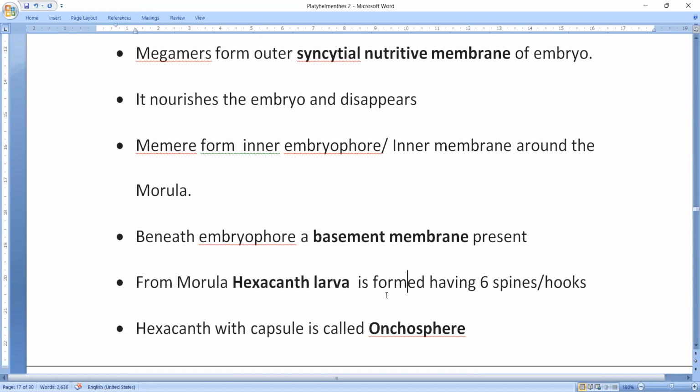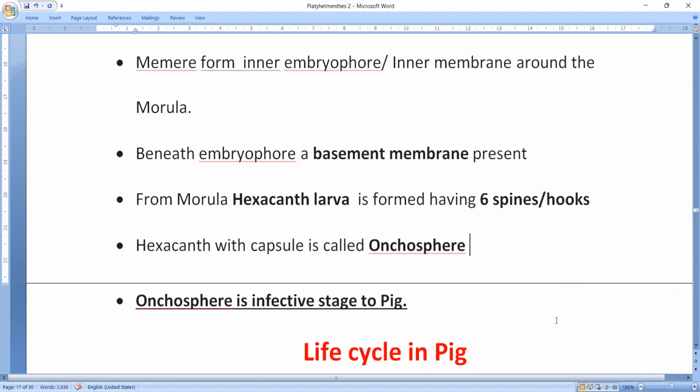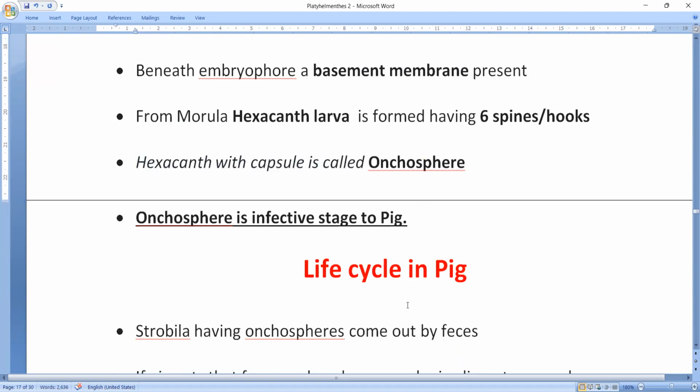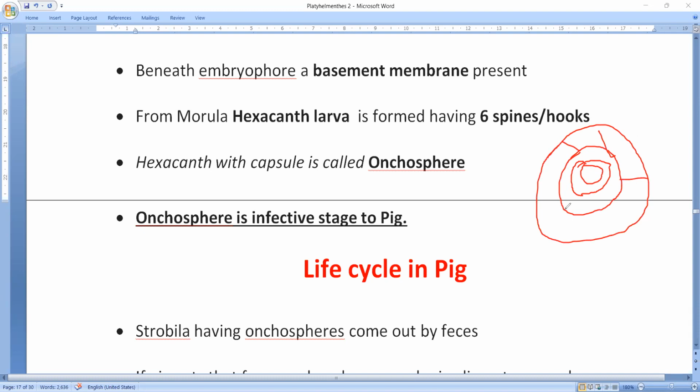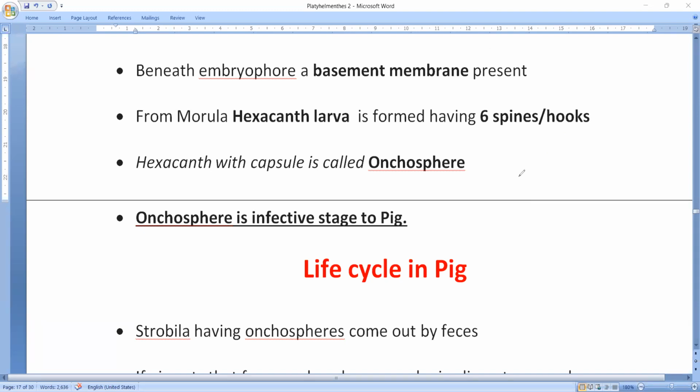So, from the morula, the hexacanth larva is formed with 6 spines or hooks. The hexacanth with capsule is called oncosphere. Inside is the larva and the basement membrane, and then this is the embryophore, and this is highly, radially striated like this. This is the shell, which is formed by the megameres. The hexacanth with 3 layers is called oncosphere. Oncosphere is the infective stage to the pig.